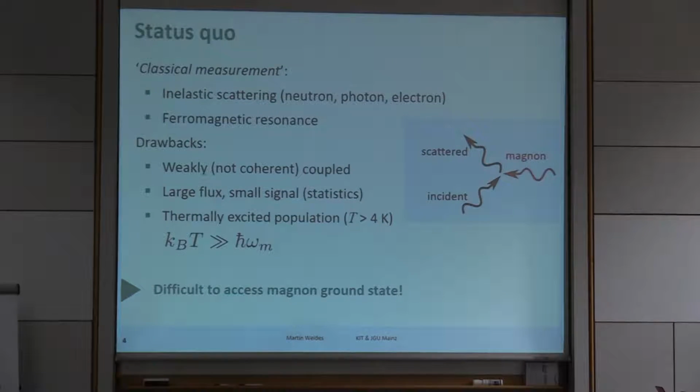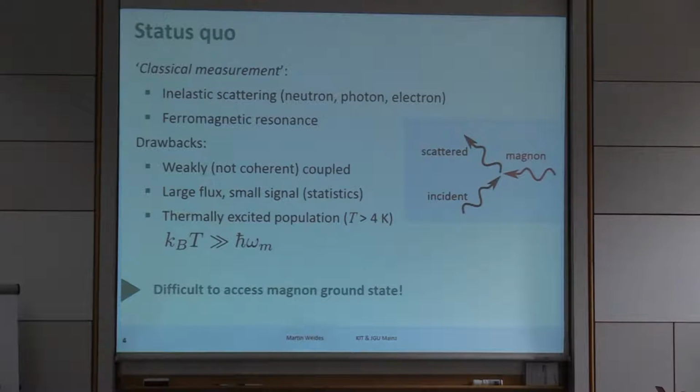In this conference, we already had a couple of talks on Brillouin light scattering. That's a very straightforward method to measure and also create magnons by just inelastic scattering of light on a ferromagnet, and then either a magnon is created or it's absorbed. Or the same works for neutrons or for electrons.